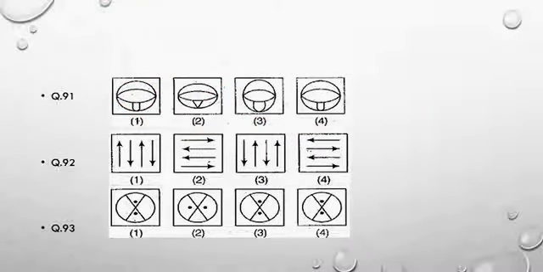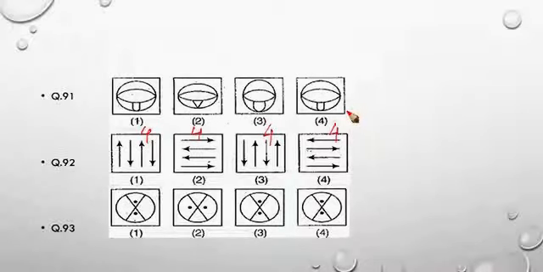Let's go to the next question. In question number 92, there are 4 options given. In each of the options we find that there are arrows drawn. Let's count the number of arrows first. We find that in option 1, 1, 2, 3, 4 arrows are there. In option 2, 4 arrows are there again. In option 3, again 4 arrows are there. In option 4, again 4 arrows are there.